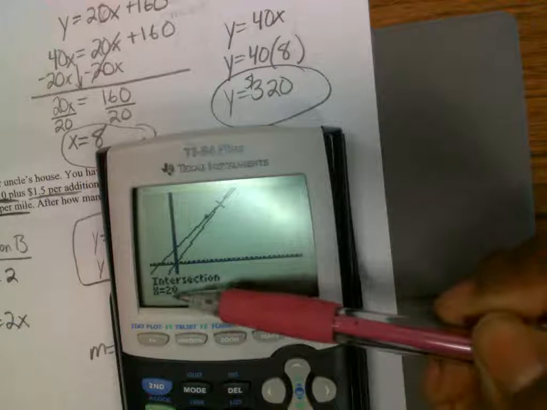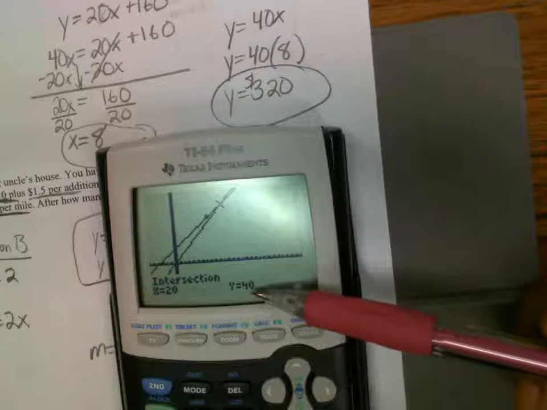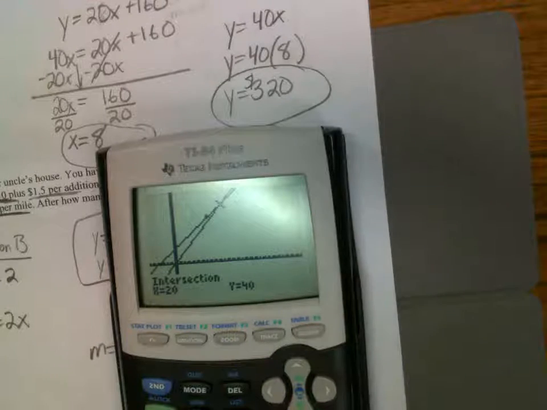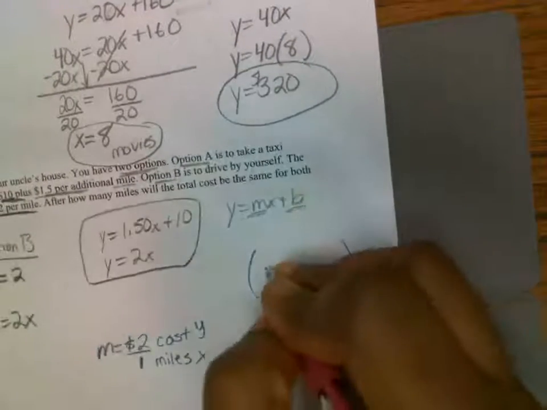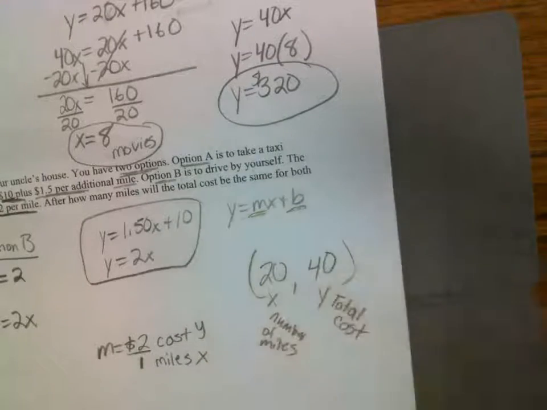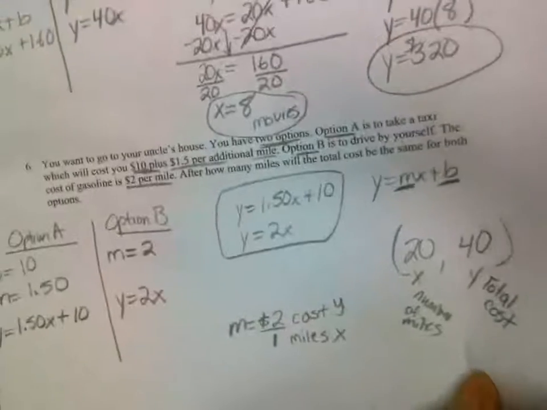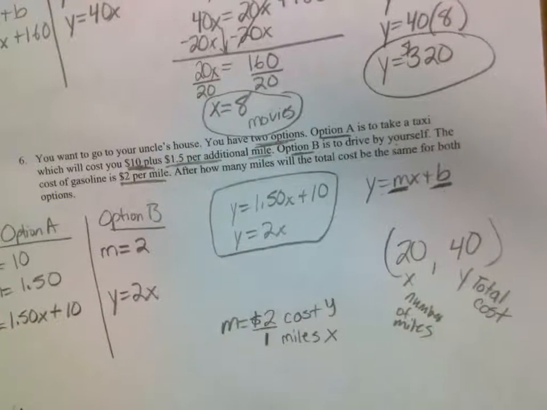My X coordinate is 20. My Y coordinate is 40. So it's 20, comma, 40. Okay? Please make sure you are able to use the calculator. It is going to be your friend because these numbers are going to be bogus and it's going to be extremely difficult for you to graph them on a coordinate plane. So make sure you understand how to graph a system of equations in the calculator. Any questions about that?